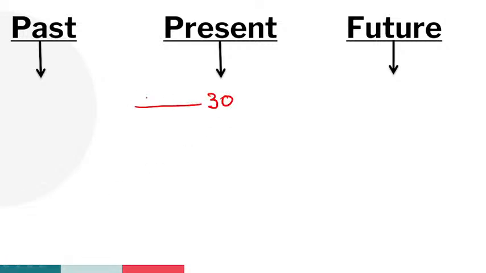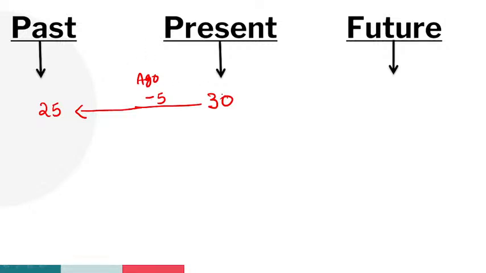So 5 years ago, my age was how much, guys? Anyone, please respond in the chat box. Present, my age is 30 years. 5 years ago, my age was how much? 25 years, not 15, guys. It means ago means minus. Ago means minus, right?